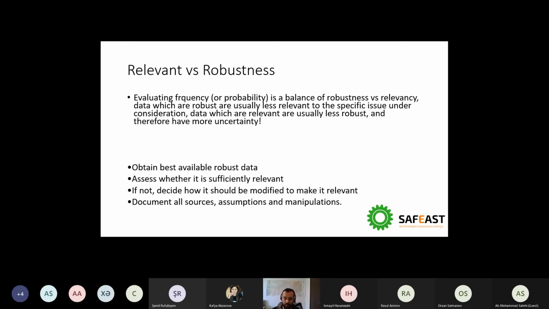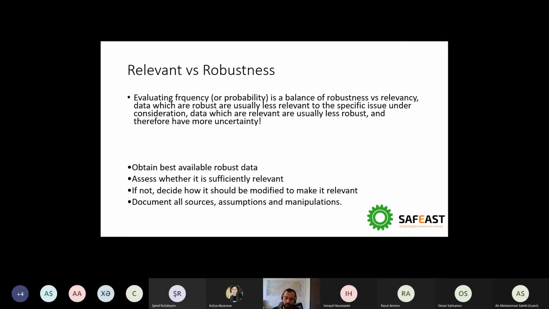That's far. There is always uncertainty when you use these two methods to understand the likelihoods. But how can you overcome this? You should obtain the best available robust data you can, and then assess whether it is sufficiently relevant to your case or not. And if not, you need to decide what frequency modifier should be added to make it relevant to your specific case, your site.